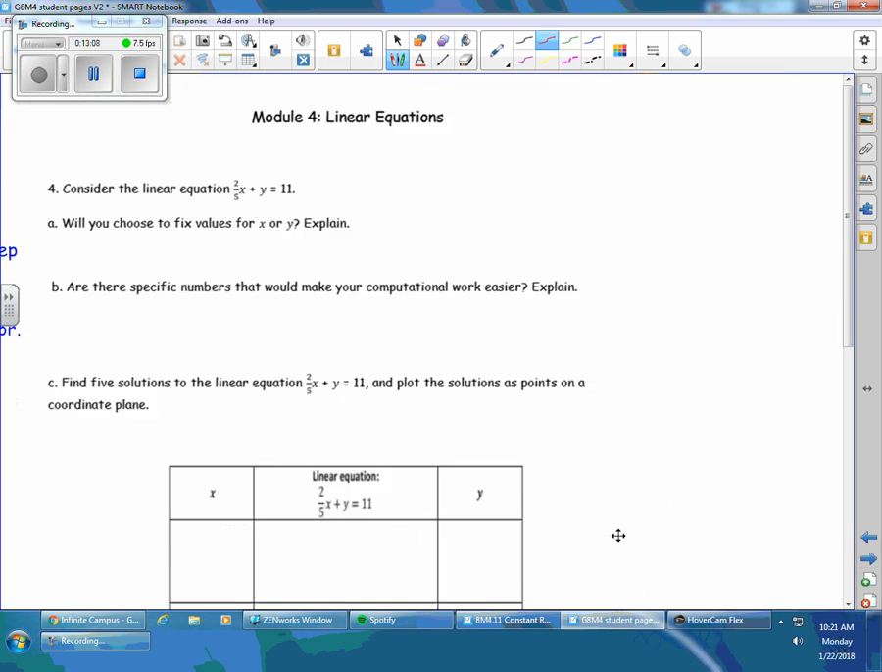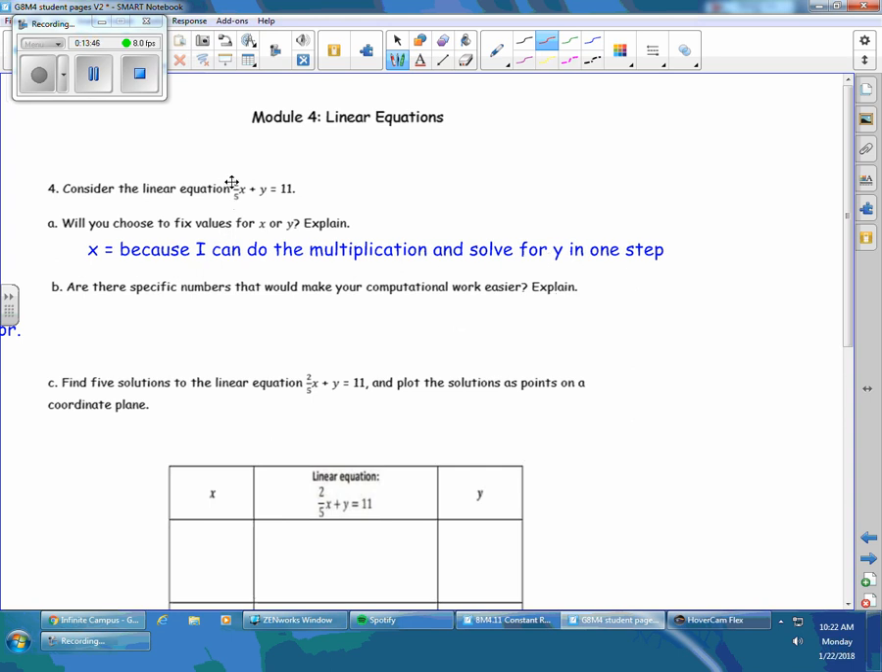Okay, consider the linear equation 2/5 x plus y equals 11. Will you choose to fix values for x or for y? Explain. So which one should it be? The x or the y? Which one has a coefficient? Because again, thinking back to that last problem, if we can get that multiplication out of the way, then we've got a variable that's already isolated and by itself. So I'm going to say x, because I can do the multiplication and solve for y in one step.